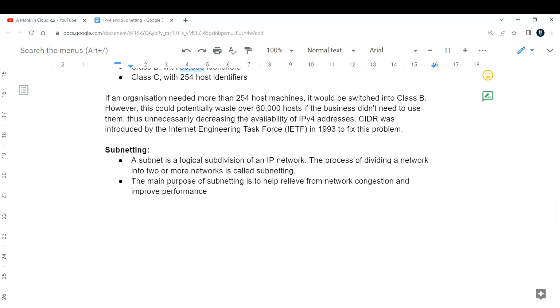Okay, so now what is a subnet? A subnet is a logical subdivision of an IP network. So you have your network and you will have to divide it into a logical subdivision of an IP network. The process of dividing a network into two or more networks is called subnetting. The main purpose of subnetting is to help relieve network congestion, right? We were having a shortage of networks and we were not utilizing them correctly, but with this subnetting concept we will improve the performance also. Okay, so this is about subnetting.